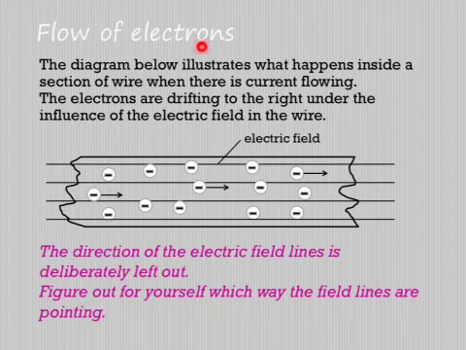Flow of electrons. Just look at this diagram here, which shows a section of a piece of wire. Inside the wire, once the switch is closed, there are these parallel lines representing field lines, like this. And then these are the electrons drifting to the right, like that.